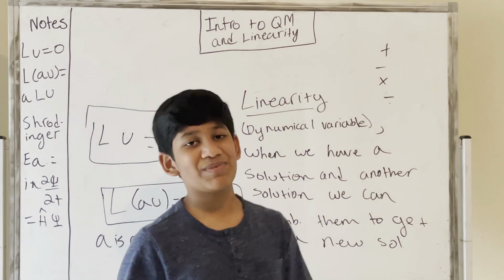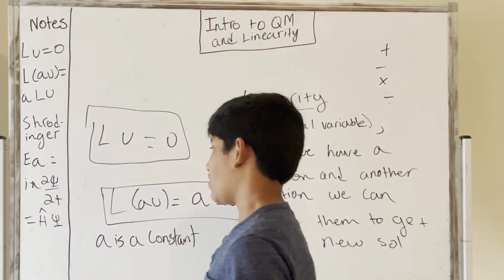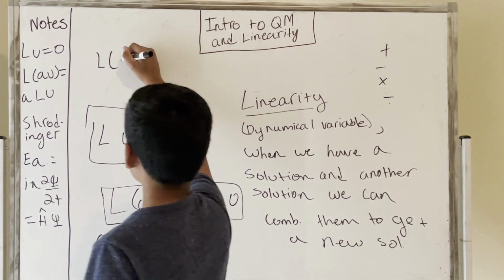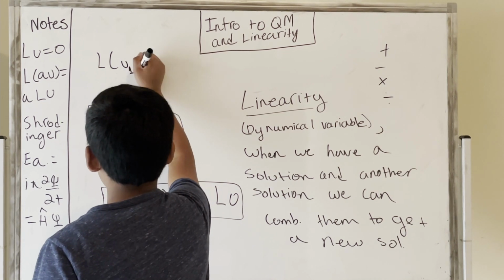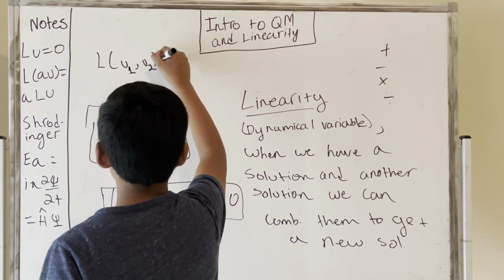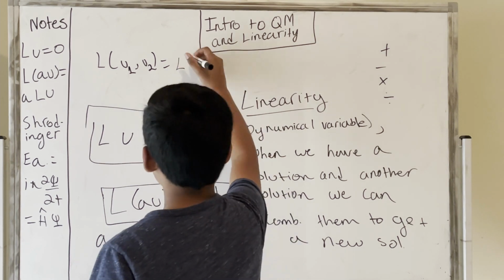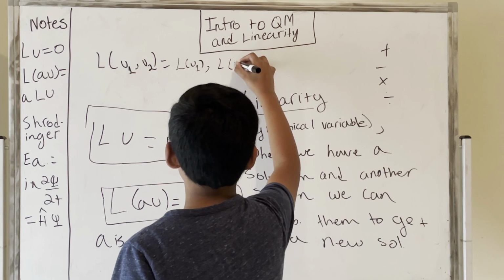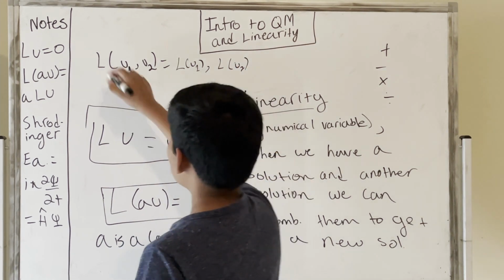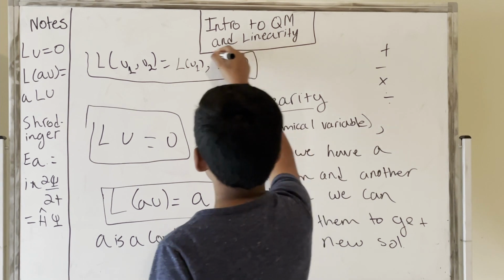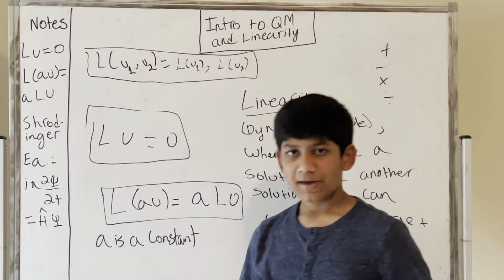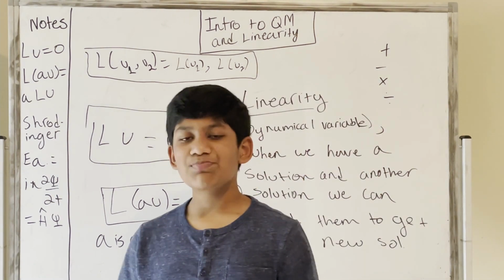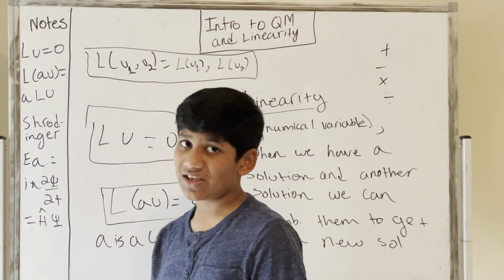And the third law is when we have multiple dynamical variables. For example, if we have, let's say, L of u1, u2, this is just L of u1, and then L of u2. So technically, this is another of the laws which we require for linearity. So these essentially are the three laws that are required for linearity. So linearity is pretty much simple. It's just these three laws that we have to define.